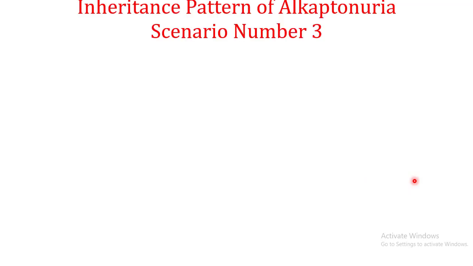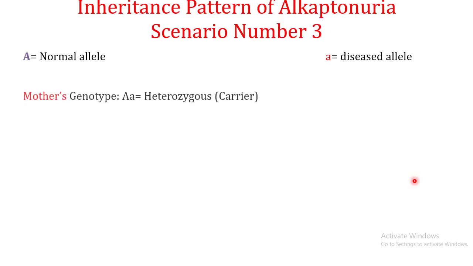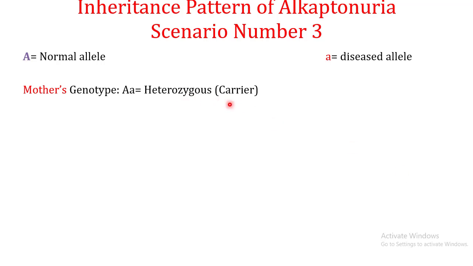Let us talk about the third scenario. Say, for example, the mother, she is heterozygous. She is carrier for the Alkaptonuria with the genotype capital A and the small a. Again, the father is also heterozygous. He is the carrier for the disease. He is heterozygous, one normal allele and one diseased allele.